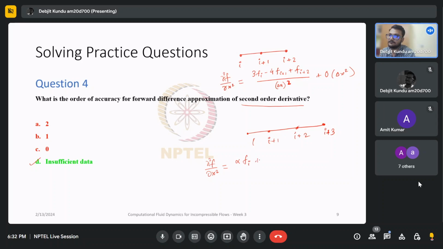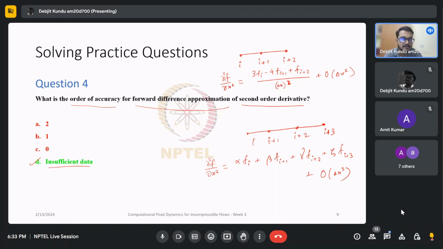So I'll say alpha f_i plus beta f_(i+1) plus gamma f_(i+2), and let's say zeta f_(i+3). So in this case, the order of accuracy can be more than delta x squared. So if I'm not mentioning the number of points that are being used, the order of accuracy actually depends on that. Just saying forward difference doesn't ensure what would be the order of accuracy. So that's why in this question, the data was not sufficient.